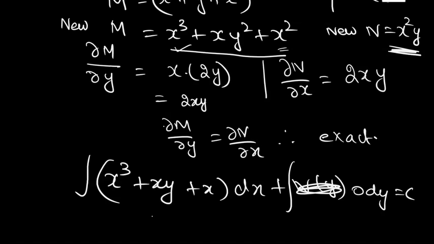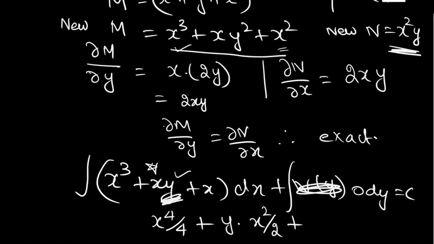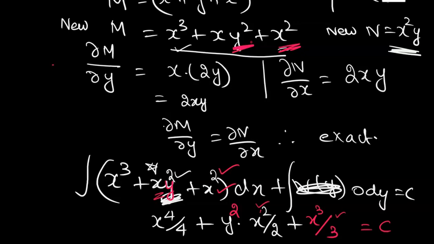So now we are going to integrate with respect to x. X cube integration is x power 4 by 4 plus y is just a constant, take it out. X integration is x square by 2... last term, again x square. I wrote it wrong here, one second. Yeah, your new m is xy square, I have written y by mistake. So y square, x integration is x square by 2. Again, new m, one more term is x square. X square integration is x cube by 3. That's equal to c is the solution.